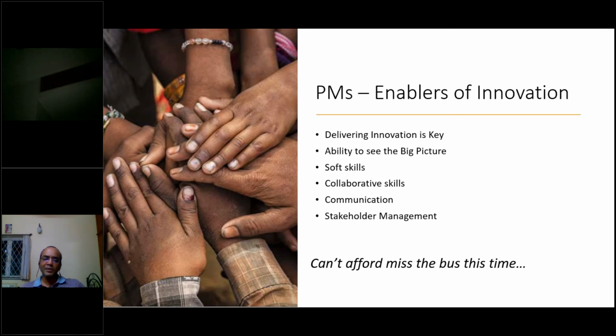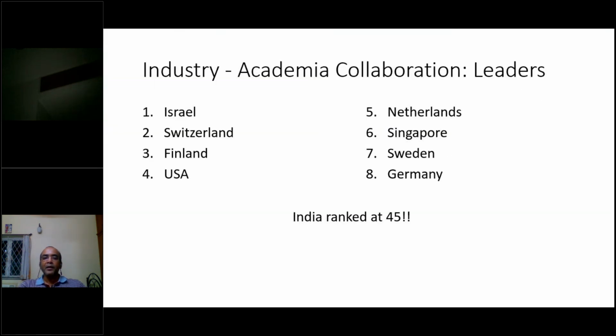And we can't really afford to miss this time. In the past 2-3 decades, we've seen several technologies emerge, and these have taken us by storm. Mobile technology, as we have all seen, has made a huge difference. But the kind of value that India added to that whole development is very minimal. This tells you where India is today in industry-academia collaboration.